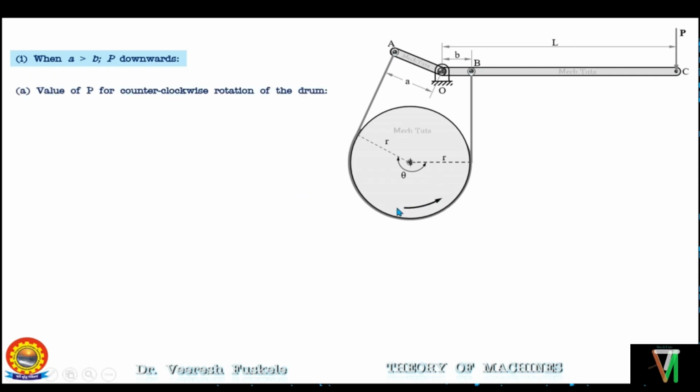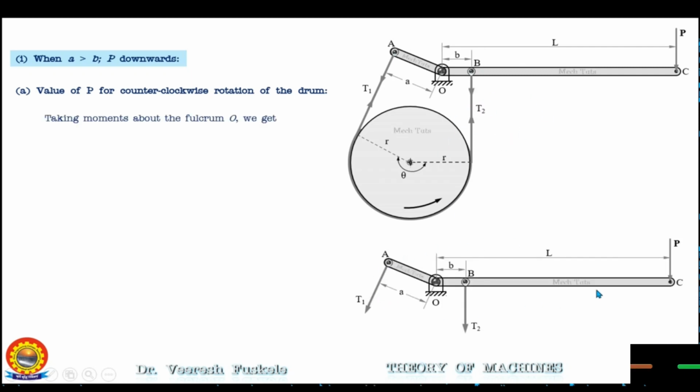So now the drum is rotating in the counterclockwise direction. So this side of the belt will be the tight side having the tension T1. And this side of the belt will be the slack side having the tension T2. Now this is the free body diagram for the lever, which is having forces P, T1 and T2.